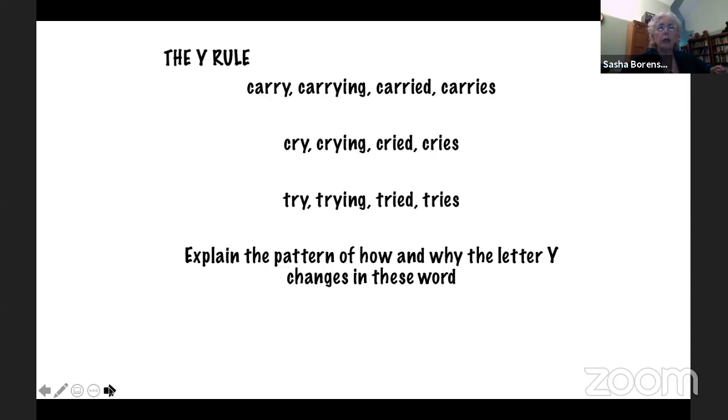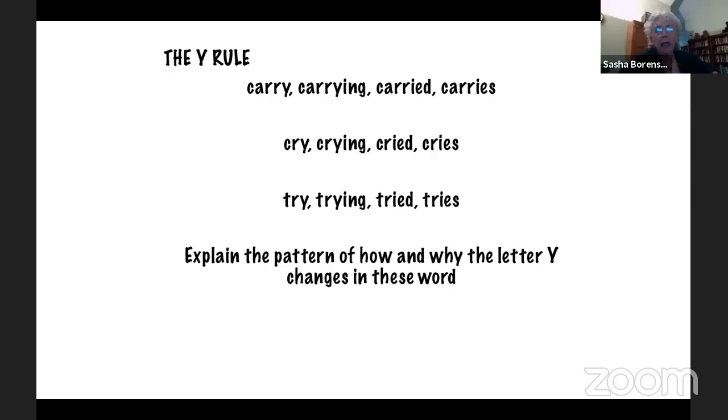So can you look at these words and see if you can figure out, when do I change the Y to an I and add a suffix? And when do I not change the Y to an I and add a suffix? And when you know that, just put your thumb up. Okay, so what I'm going to do is ask Elizabeth to do this with me and see if you agree. So let's look at the word carry.